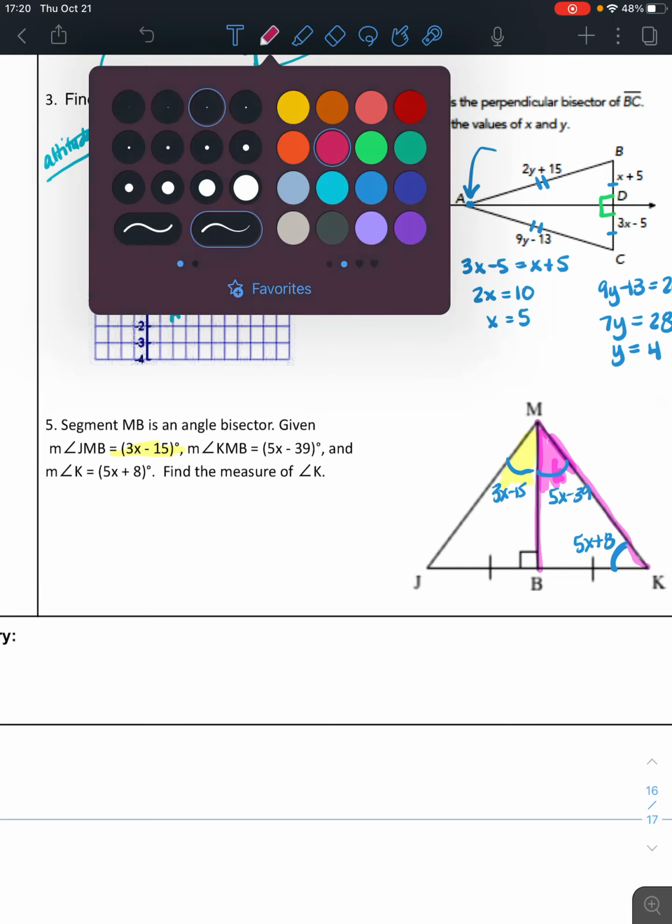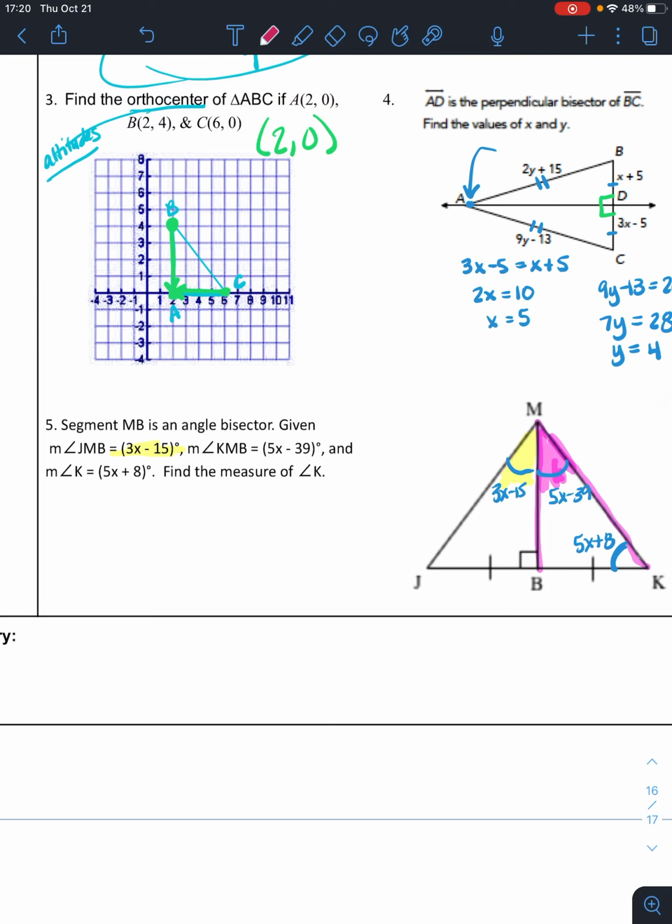Well, I don't need angle K to find angle K right now, but what I do know is that that angle has been cut in half, which means those two angles are equal. If you will label the things you learn as you read through the problem, it'll help you to process through it. So we know that 3x minus 15 is equal to 5x minus 39. So now it's just an algebra problem. Subtract 3x from both sides and add 39 to both sides. So 2x is equal to 24. Divide both sides by 2, and I get that x is 12.